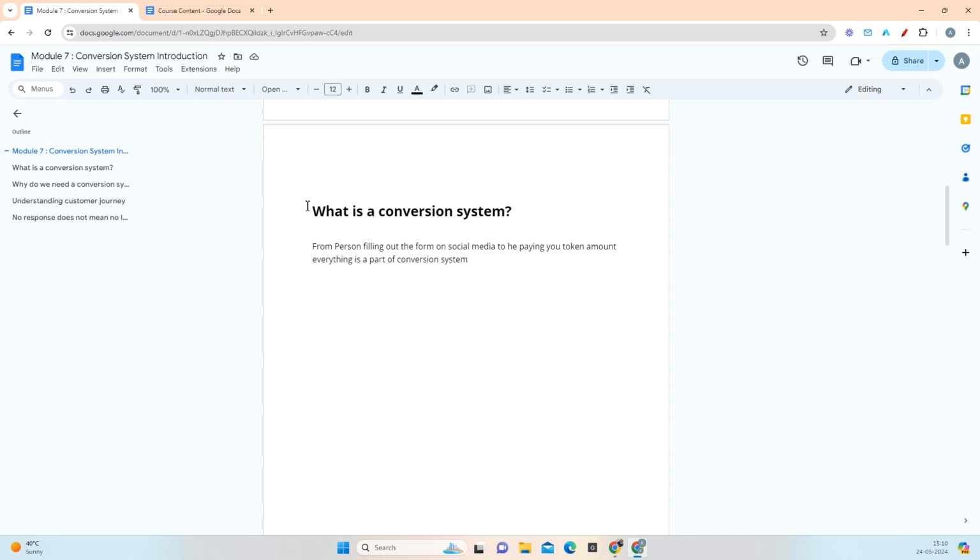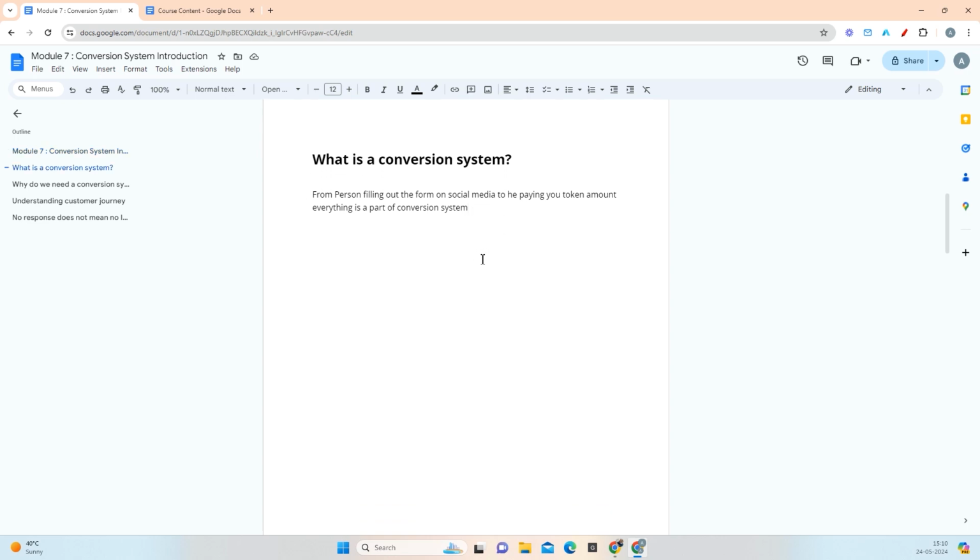So what exactly is a convergence system? See, whenever a person fills out the form, all the way up to this person paying you a token amount, everything is a convergence system. So from a person filling out the form on social media to paying you a token amount, everything is part of the convergence system. When I say everything, literally everything is part of the convergence system. So whatever comes in between is part of the convergence system.